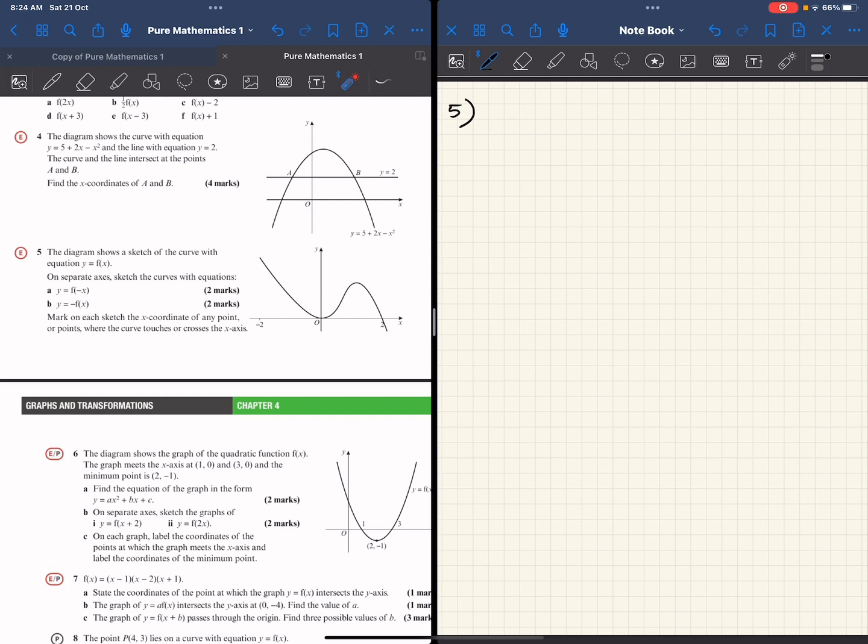Question 5. The diagram shows a sketch of the curve with equation y is equal to f of x. On separate axes, sketch the curves with equation y is equal to f of negative x and y is equal to minus f of x. So we have the curve here already drawn for us. This is the graph of y is equal to f of x, and we need to do the transformation as per y is equal to f of minus x.